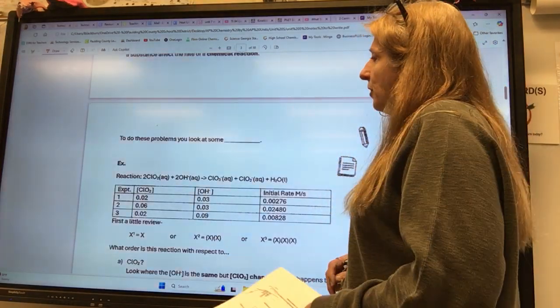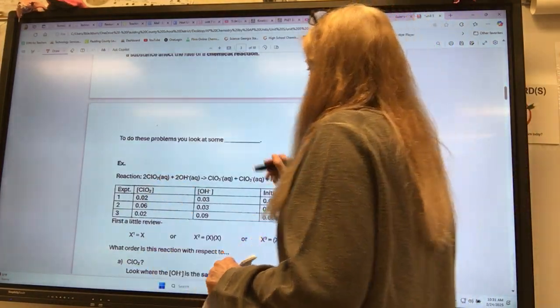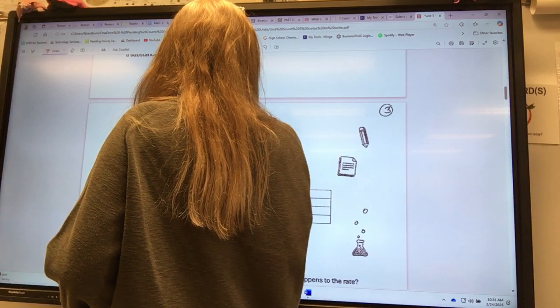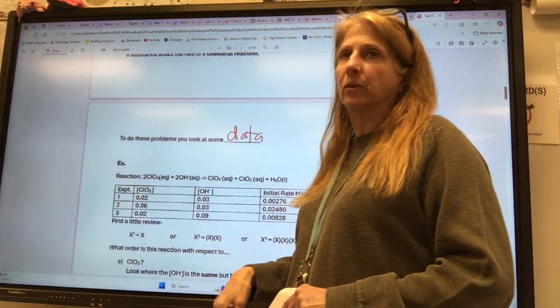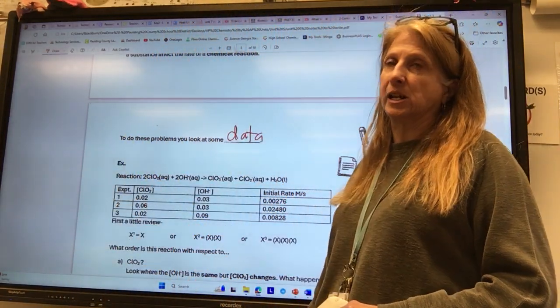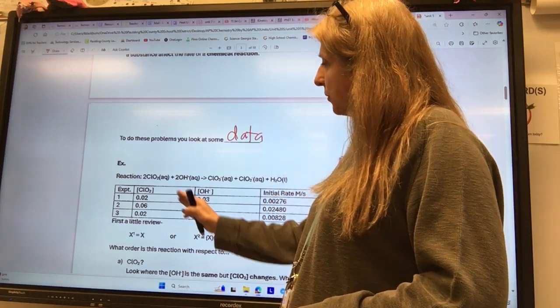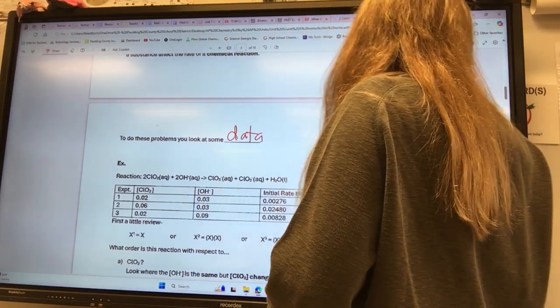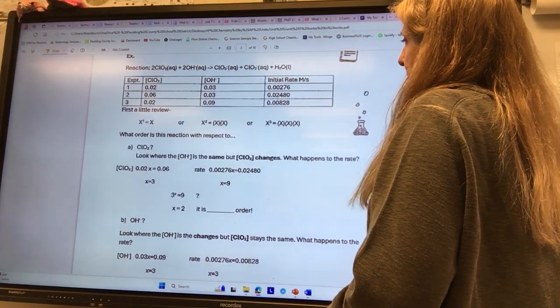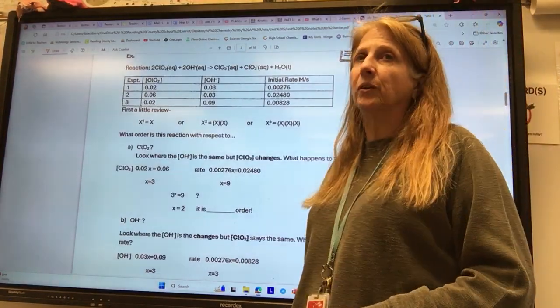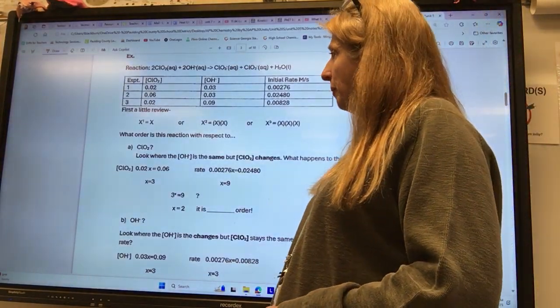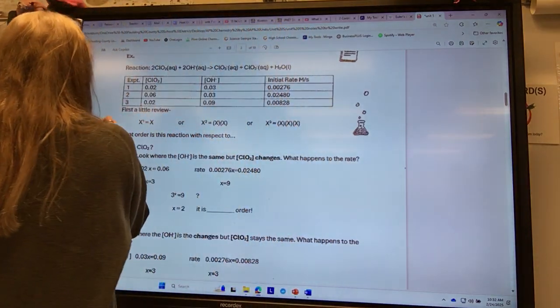Okay, so first of all, to do these problems, you have to look at some data. There are different ways these problems are presented, but one of them is you'll get a data table. So here's a reaction, and we did three experiments, and these are the concentrations for our three experiments. Okay, now first we're going to review a little math, just to help you remember.